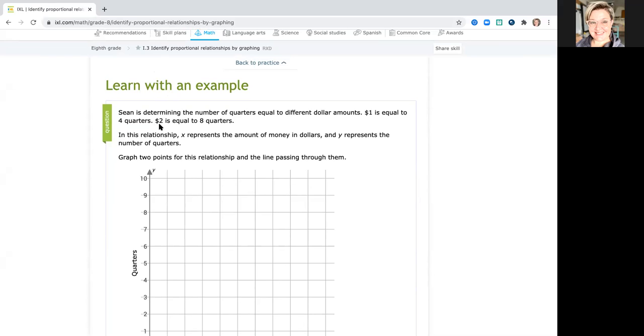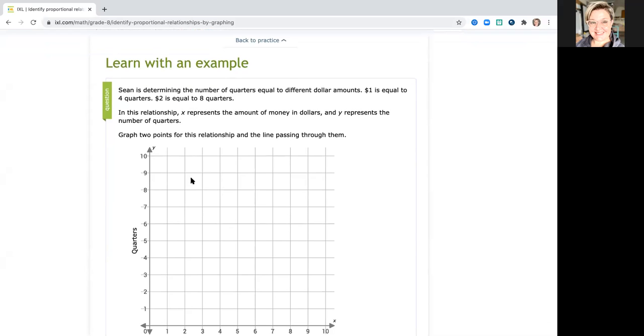Sean is determining the number of quarters equal to different dollar amounts. $1 is equal to 4 quarters. $2 is equal to 8 quarters. It's great we're doing something here that has a proportional relationship that you already have a firm understanding of in your head. So in this relationship, we're going to graph a relationship that you already know.